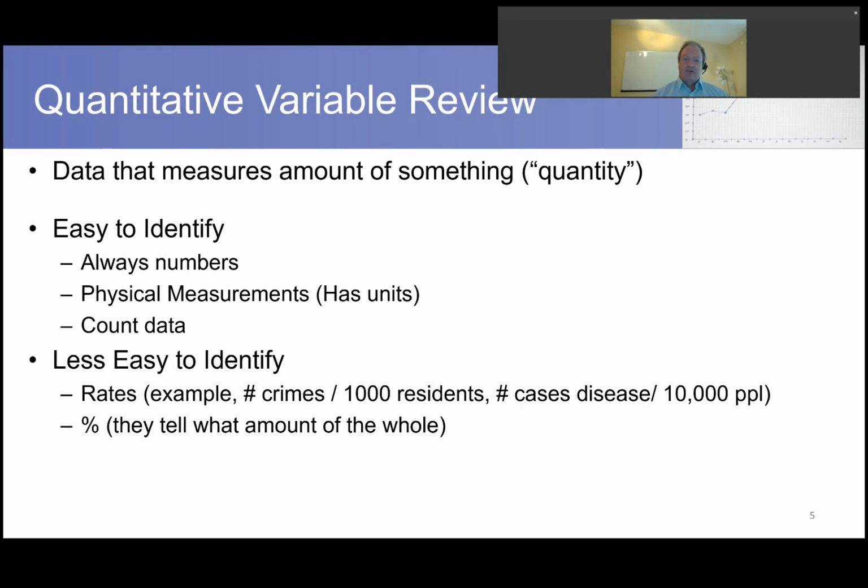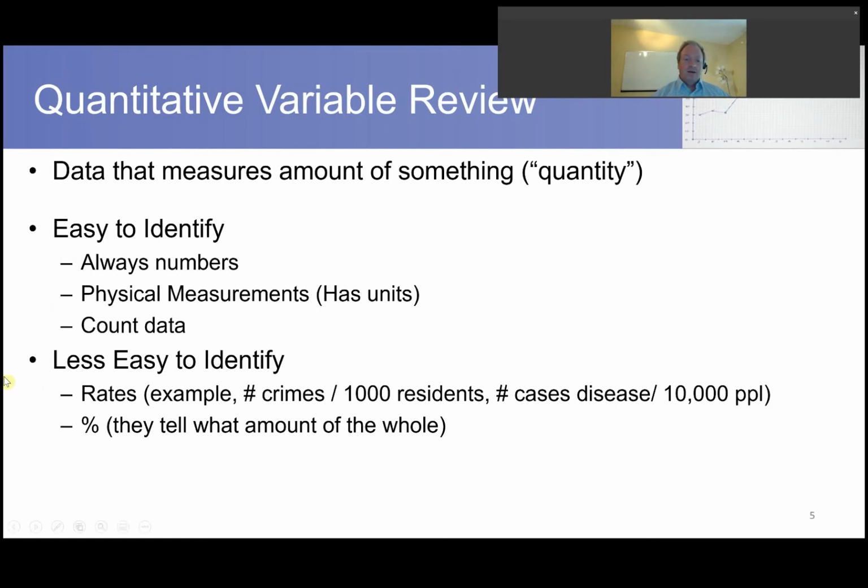Times when they're less easy to identify are when we have rates or percentages. But again, I want to point out that even in these two cases, we have units. Like right now, people are talking about COVID. How many cases per 10,000 people? There's units there. A percentage also has units. Even though we don't write it out explicitly, it's percentage of the whole.